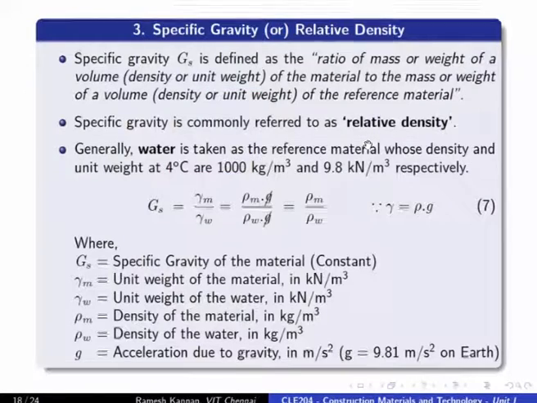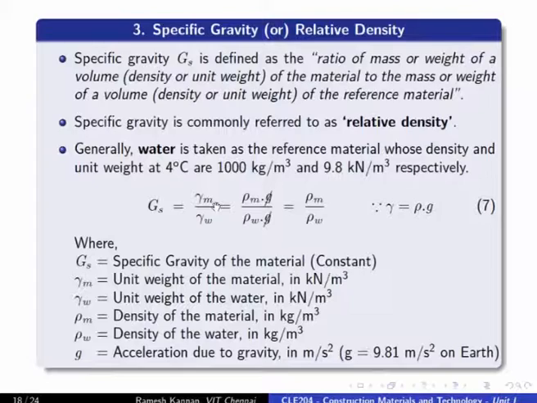The next is specific gravity, which is also considered an important physical property of building materials. It is the ratio of the unit weight of a material divided by the unit weight of the reference material. The reference material is a material which has a defined or proper unit weight. For example, the unit weight of water is just 9.8 kilonewton per meter cube. Any material which is measured over 9.8 kilonewton will give you the specific gravity.